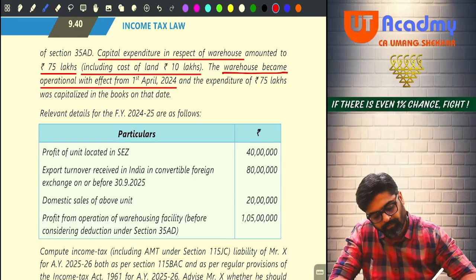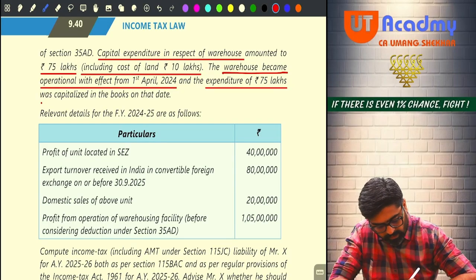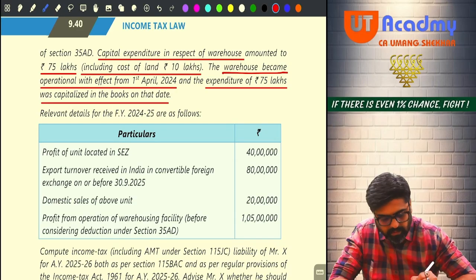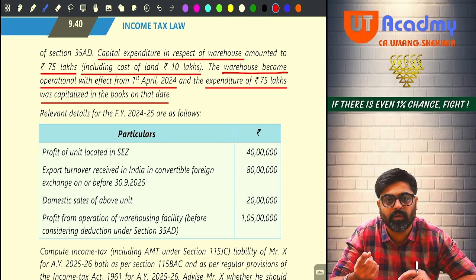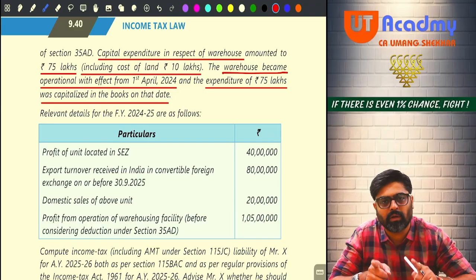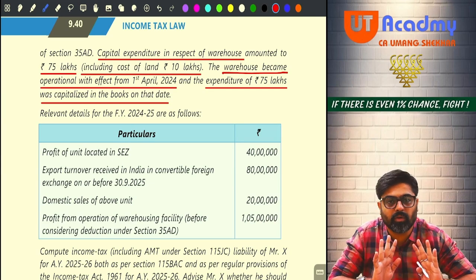Yes or no? And expenditure of 75 lakhs was capitalized in the books as on that date, meaning that 75 lakhs was a pre-commencement capital expenditure on your specified business, including 10 lakh rupees of cost of land. Any pre-commencement capital expenditure on your specified business is also allowed as a deduction in the year in which the business is commenced, provided it is capitalized in the books.